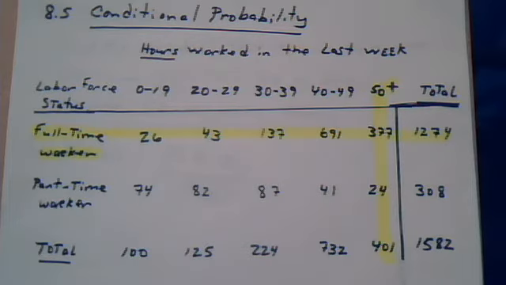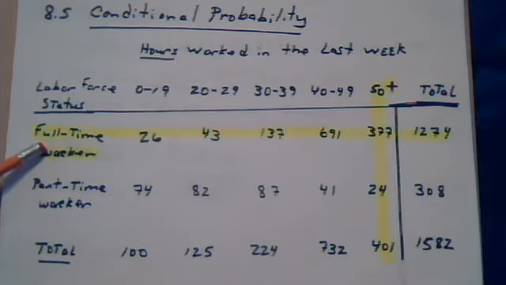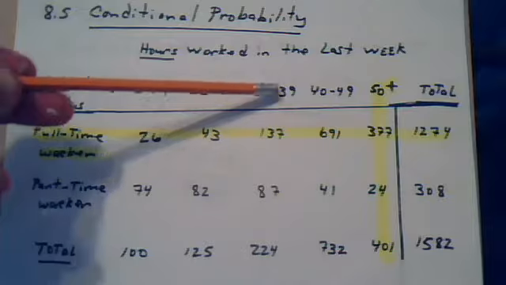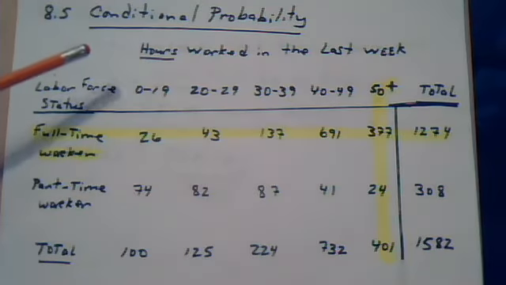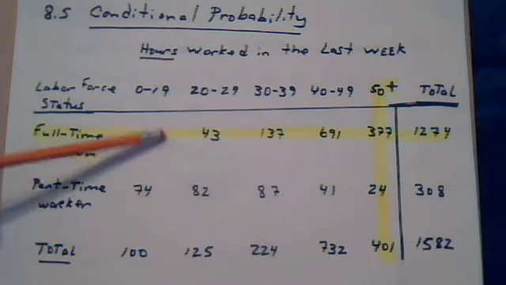Conditional probability. We have a table here that is about hours worked in the last week. Labor force status means whether the worker is a full-time worker, that would be the status of this one. The status of this worker would be he's a part-time worker. So here are the statuses. These numbers you see up here are the hours. So take, for example, 26.